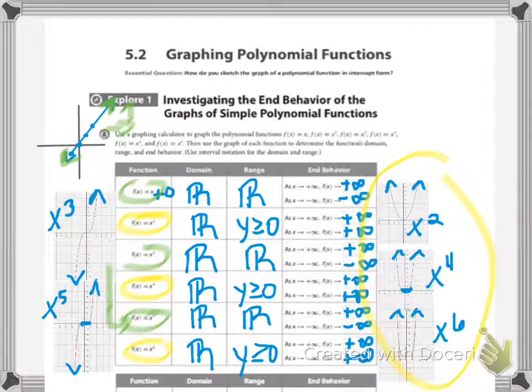So you've got that connection when the exponent is odd, the ends go in opposite directions, and the domain and range are all real numbers for both. Whereas you have a limited range on the even ones, and that's because when you're raising negative numbers to even powers, it's going to turn it positive, right? So that's why you don't have ends going in opposite directions.